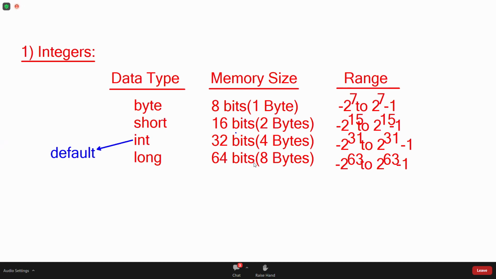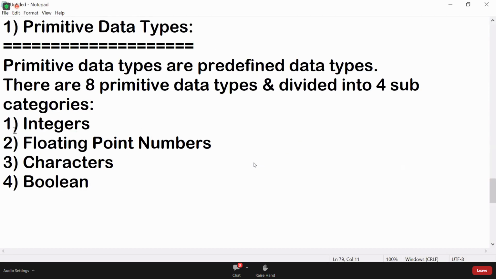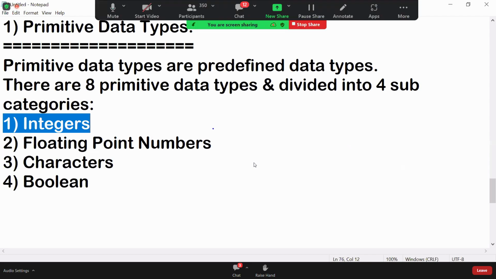Okay. Now, this is about integers. Is it over? I'll explain. It is not completed, I only gave the list. Okay. Next, second category.